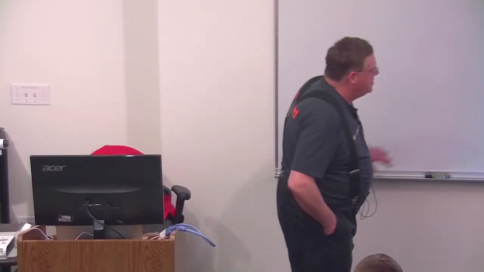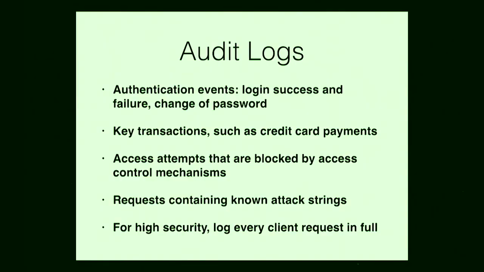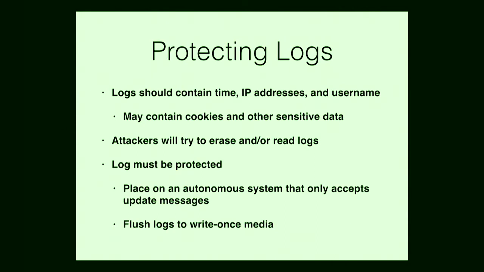So you've got audit logs, recording what happens: changes, failures, credit card payments, access attempts that are blocked, and so on. These are all fine. Logging full client requests is the best for debugging, but you certainly don't want that to go outside your company because the full client request includes their authentication cookie and their password and everything. So the logs should have enough information to help you. You need the time to synchronize them with other events, and the IP address, and you have to keep them private. Attackers will typically try to erase them or read them, so you have to protect them.